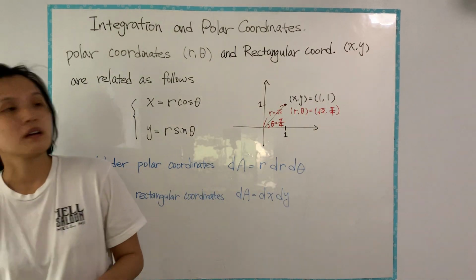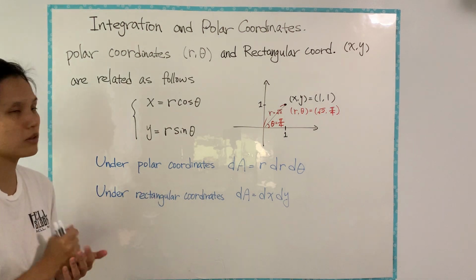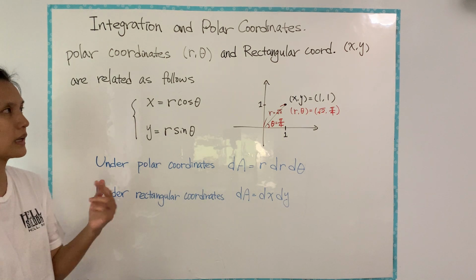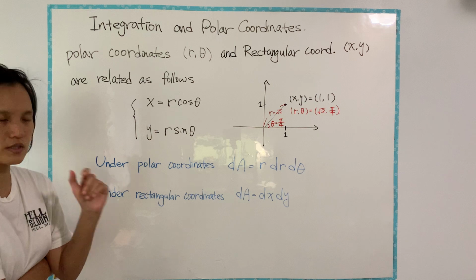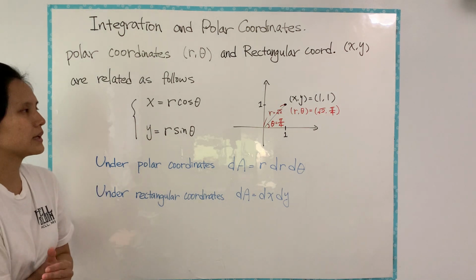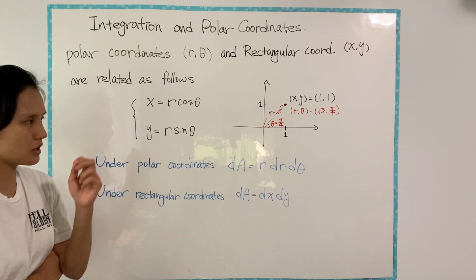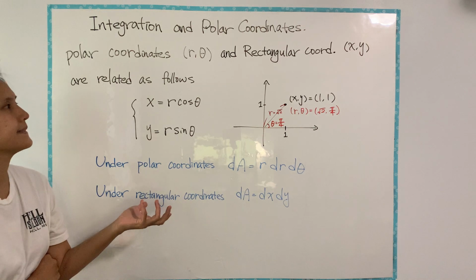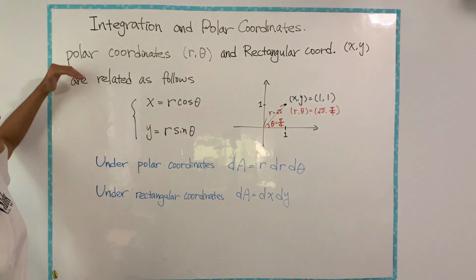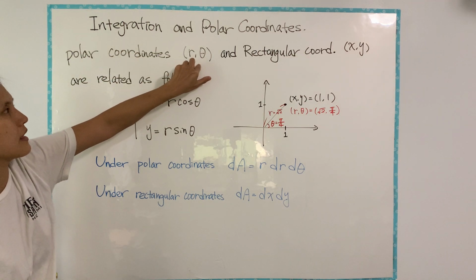Let's talk about integration and polar coordinates. Polar coordinates is very similar to rectangular coordinates, the xy coordinate system that we have been using since calculus 1. Polar coordinates is another way to describe the position of a point on a two-dimensional plane. For polar coordinates, we will need two pieces of information, r and theta.